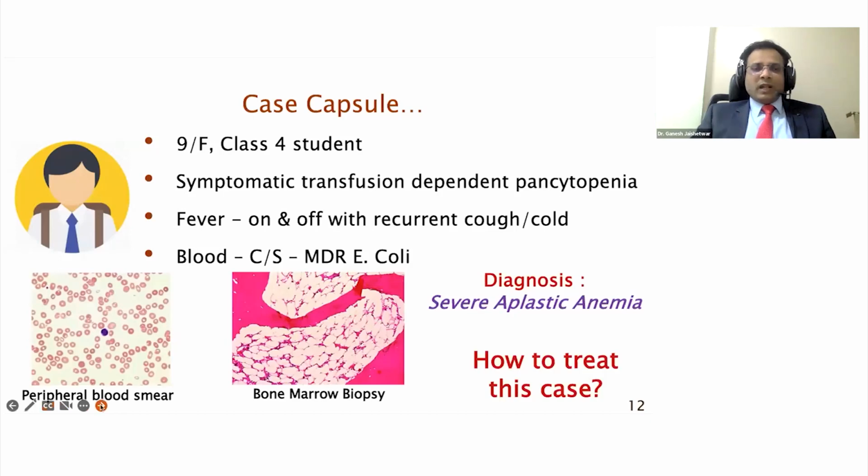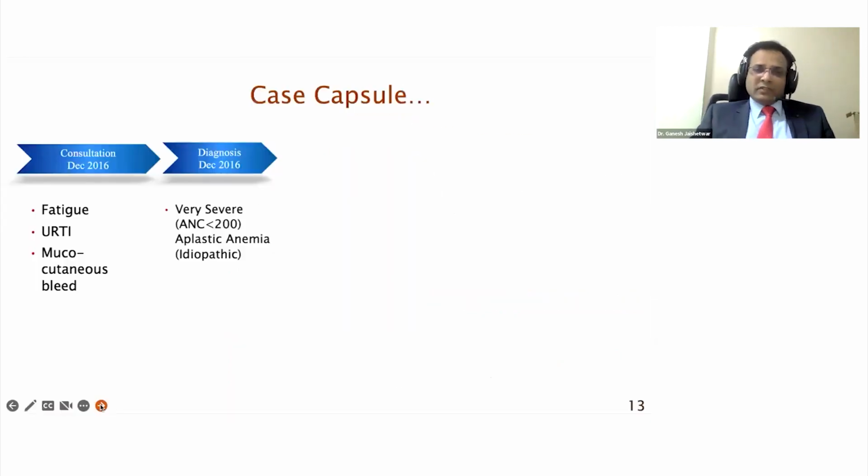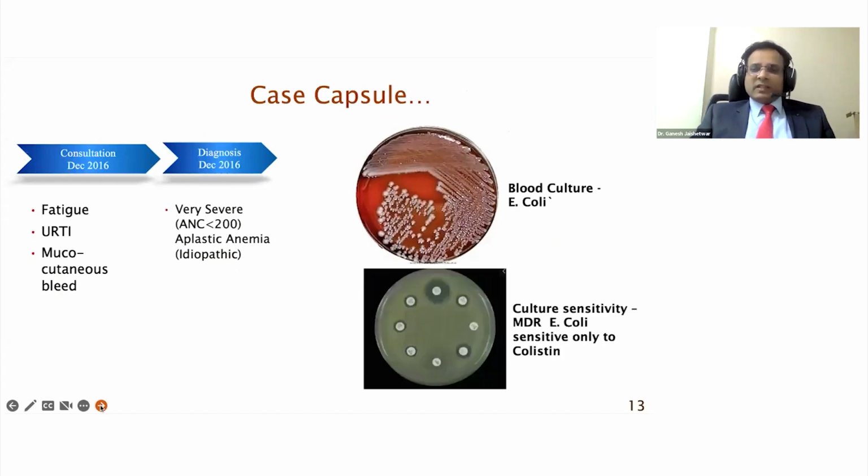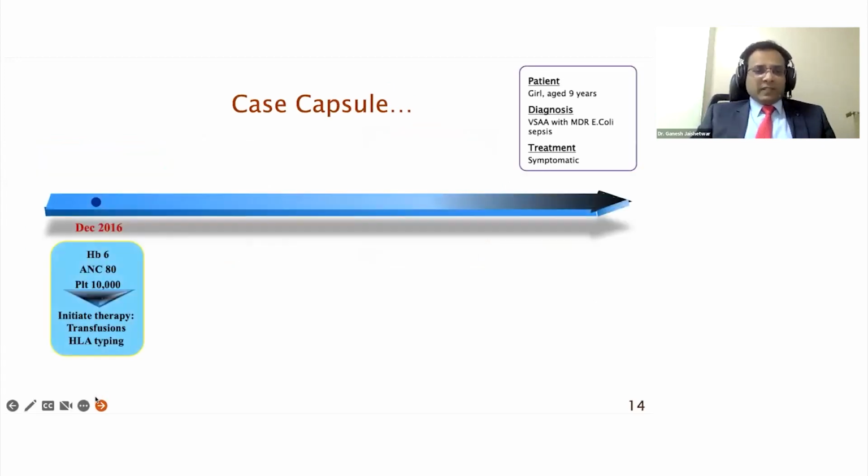So how to treat such a patient who had a very severe aplastic anemia? And you can see on the culture plate E. coli, and that is resistant to all the antibiotics. You can see the only 12 o'clock position antibiotic, that is colistin, is showing a peripheral rim clearing, and that means that the only antibiotic sensitive to this bug is colistin, and this E. coli is resistant to all the carbapenems and cephalosporins.